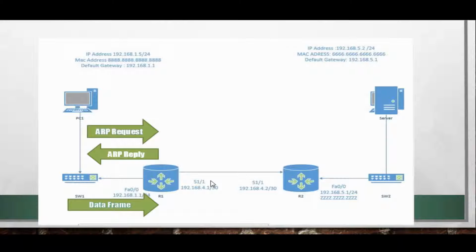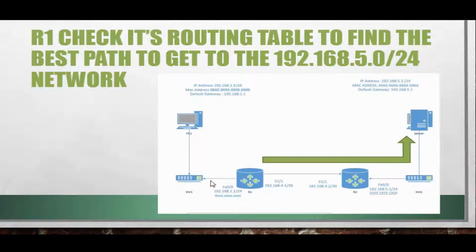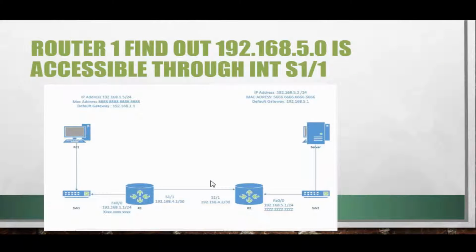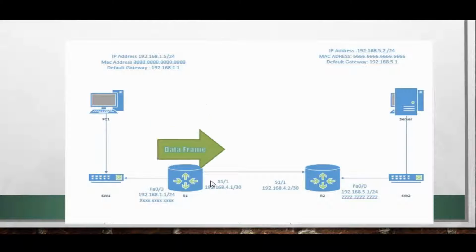R1 therefore forwards the frame out of the serial 1/1 interface, as you could see over here. R1 checks the routing table to find out the best path to get to the 192.168.5.0/24 network, that you could see over here in this graphic. And I want to find out that 192.168.5.0 is accessible through the interface S1/1, as we mentioned before. So it gets the data frame.